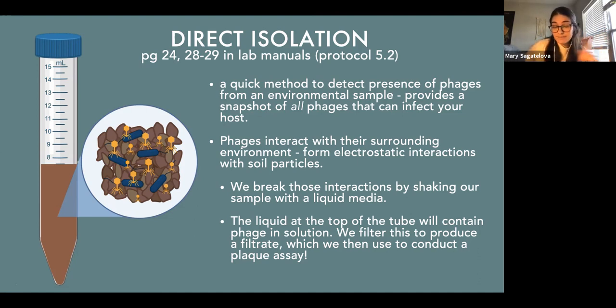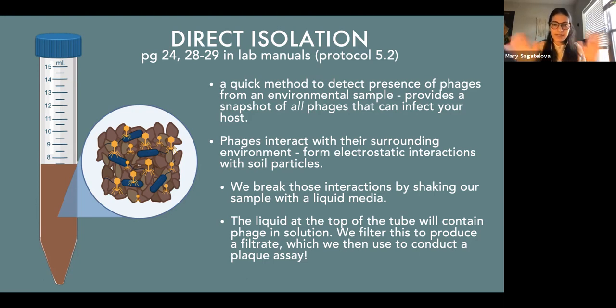Okay, so phages typically are, number one, everywhere. Anywhere there's bacteria, there's going to be phages. But when we're talking specifically about soil, they form electrostatic interactions with soil particles. So part of our direct isolation procedure is to break up those interactions. We're going to be shaking our sample with some liquid media for an hour, and that's going to break up those electrostatic interactions so that eventually we get a solution on top in our tubes that has our phage in solution, with the dirt settled to the bottom. Then we're going to filter that, and we're going to produce something called a filtrate, which we will then be using to conduct a plaque assay.